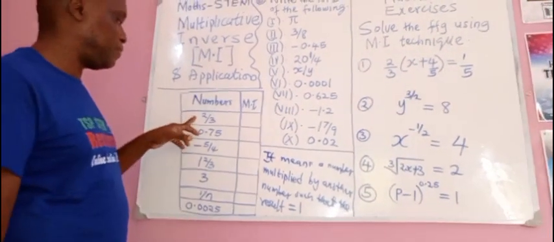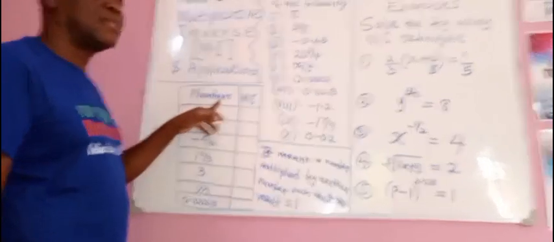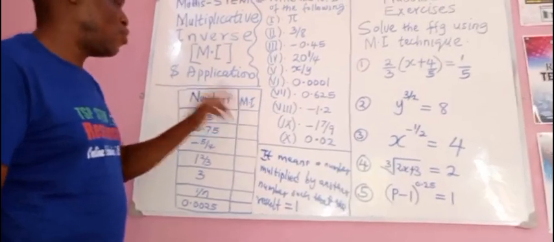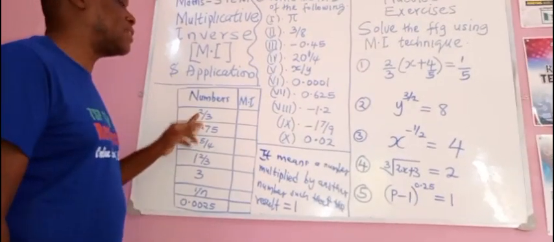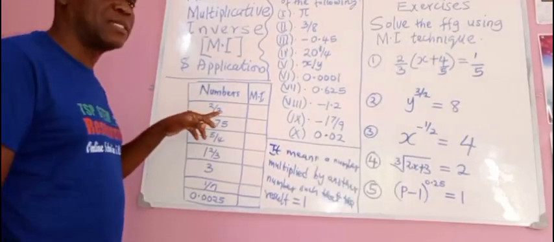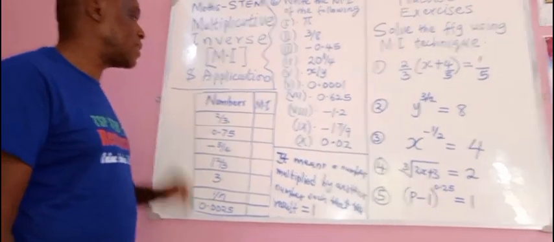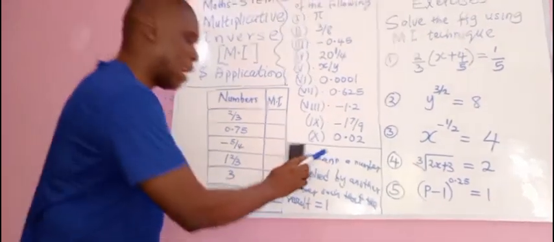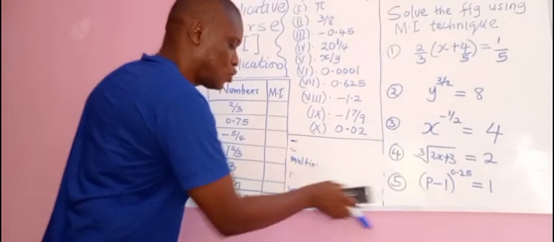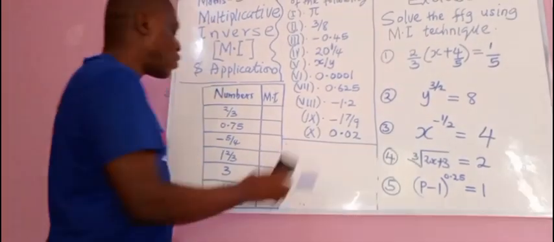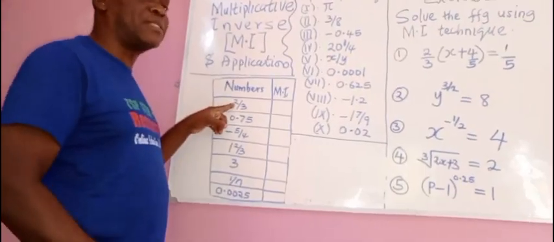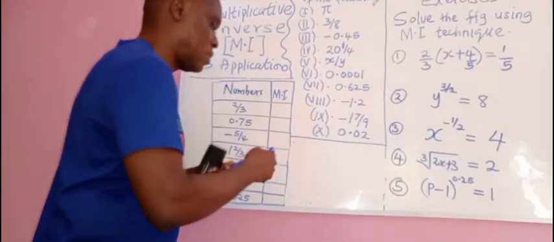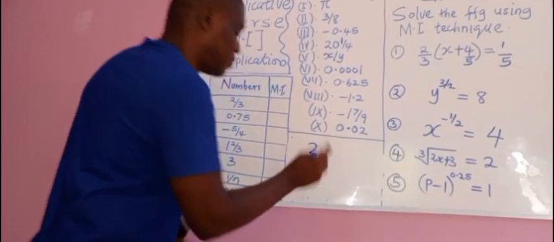Now, look at this table here. We have some numbers, and we want to write their multiplicative inverse. The first number we have is 2 over 3. Now, which number, if I multiply by 2 over 3, will give me 1?